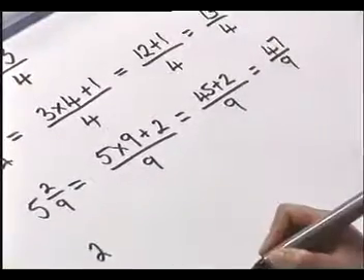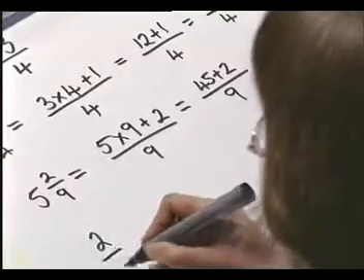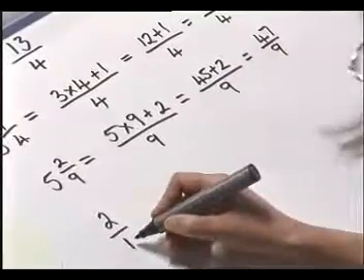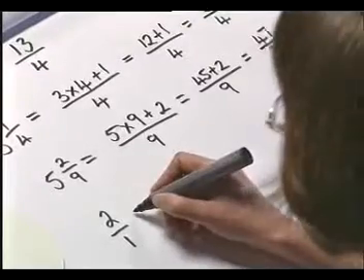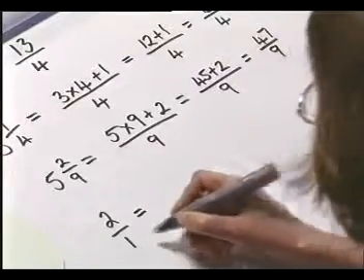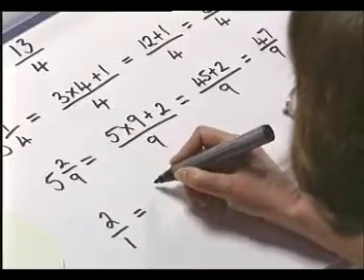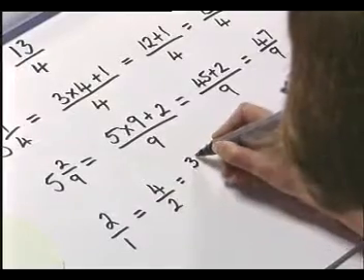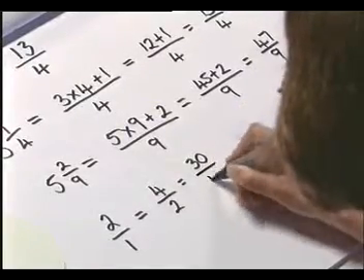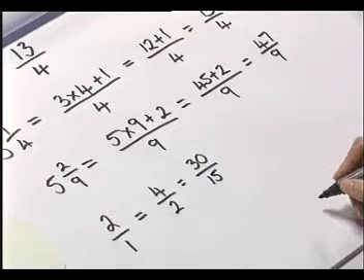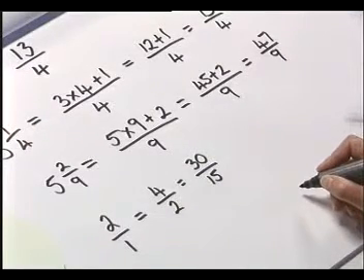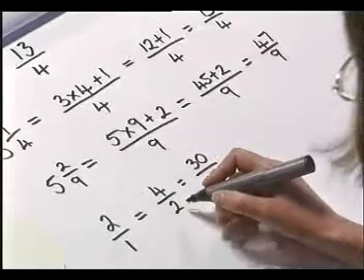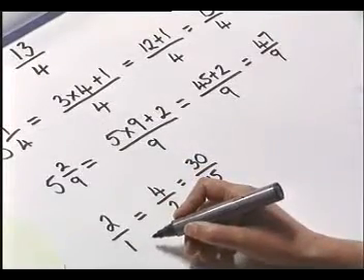Any whole number can be written as a fraction. So for example, if we take the number 2, if we write it with the denominator of 1, we've written it as a fraction. And any equivalent form. So we could have 4 over 2, 30 over 15, and so on. So any whole number can be written as a fraction with a numerator and a denominator.